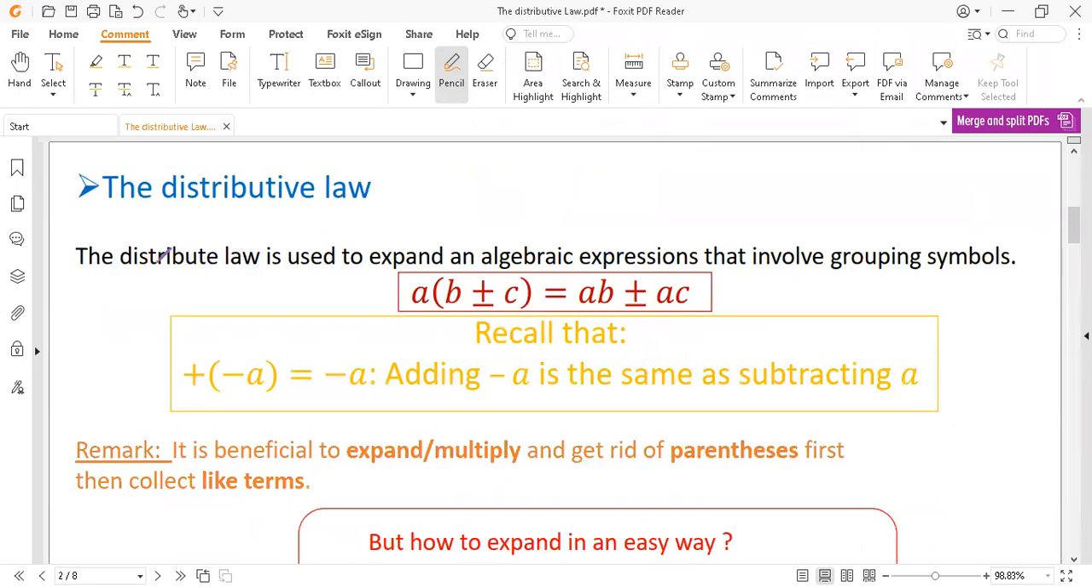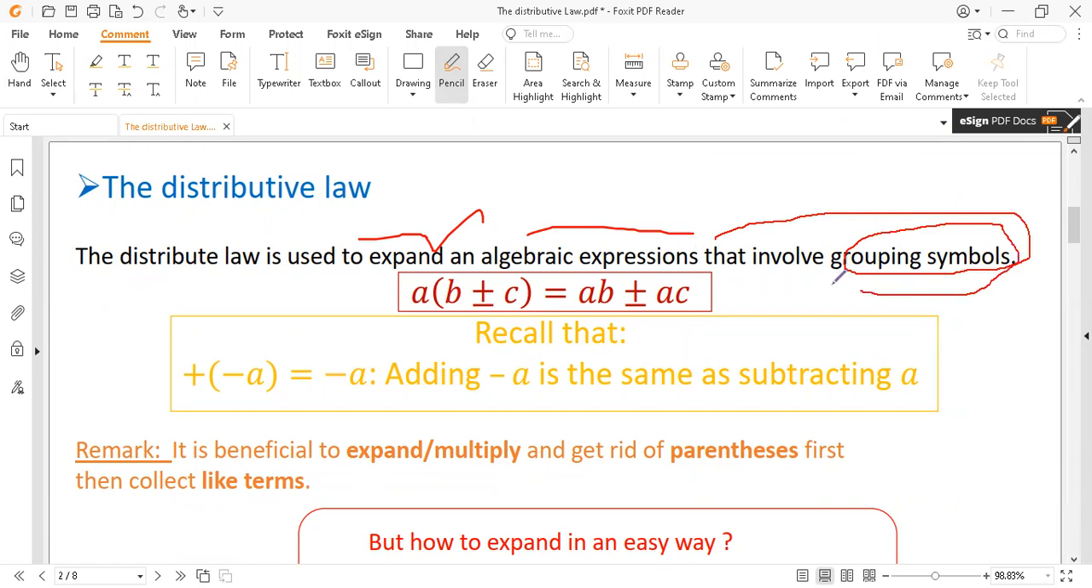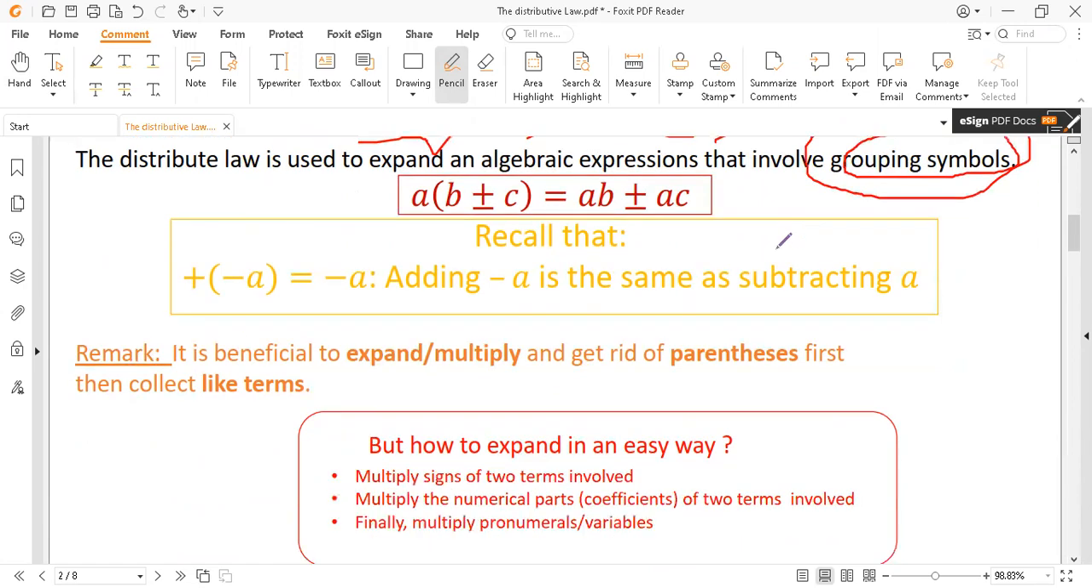So first of all, we should know the definition of this law. The distributive law is used to expand, so to show in more detail, algebraic expressions that involve a grouping symbol. What we mean by grouping symbols: parentheses, brackets, and so on. So normally, how do we expand?